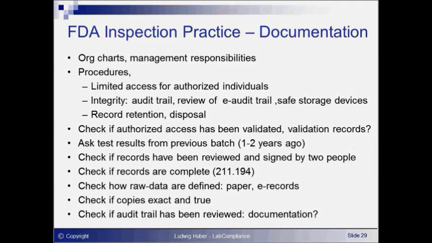They ask for test results from a previous batch, maybe from one to two years ago, and check if the records have been reviewed and signed by two people. They check if records are complete, and they can use 211.194, which I showed you before, as a checklist. They check how raw data are defined, paper or electronic records. They check if copies are exact and true copies. They check if the audit trail has been reviewed and they would like to see the documentation.